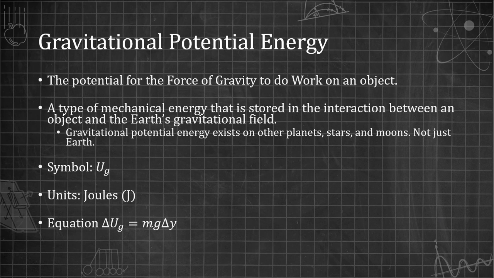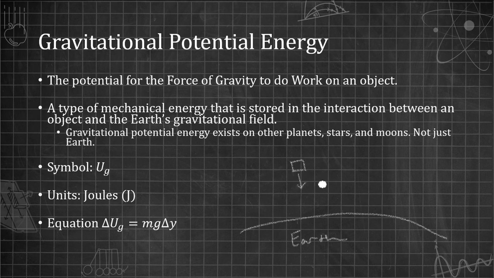So let's start by formally defining gravitational potential energy, which is just the potential for the force of gravity to do work on an object. It is a type of mechanical energy, and it's energy that's stored between an object and the object's interaction with the Earth's gravitational field. I say the Earth because that's what we're typically going to use, but it could be the interaction between an object and any planet or star or moon's gravitational field.